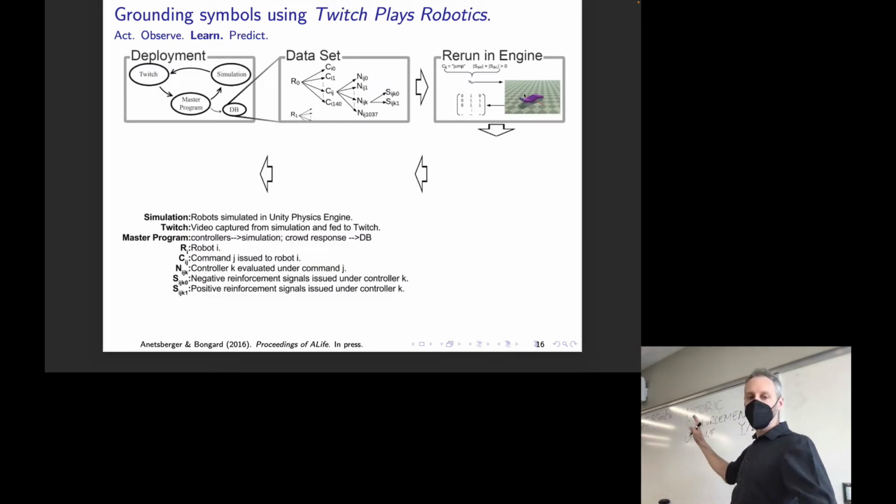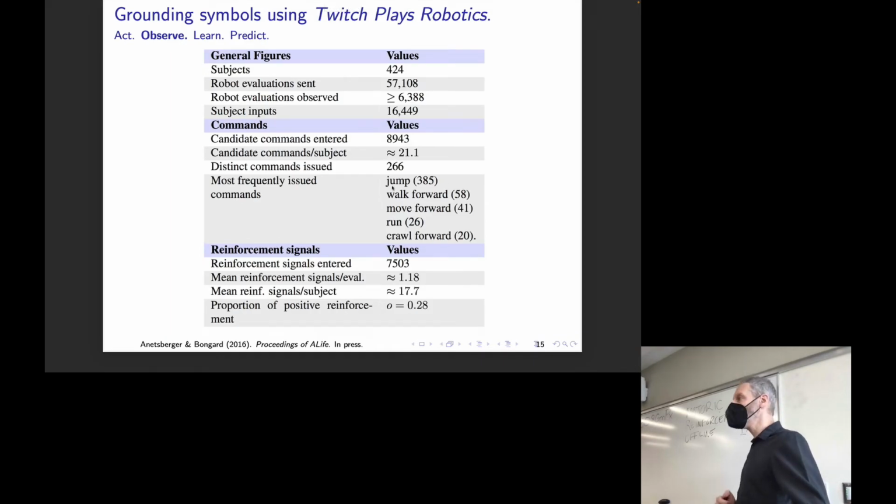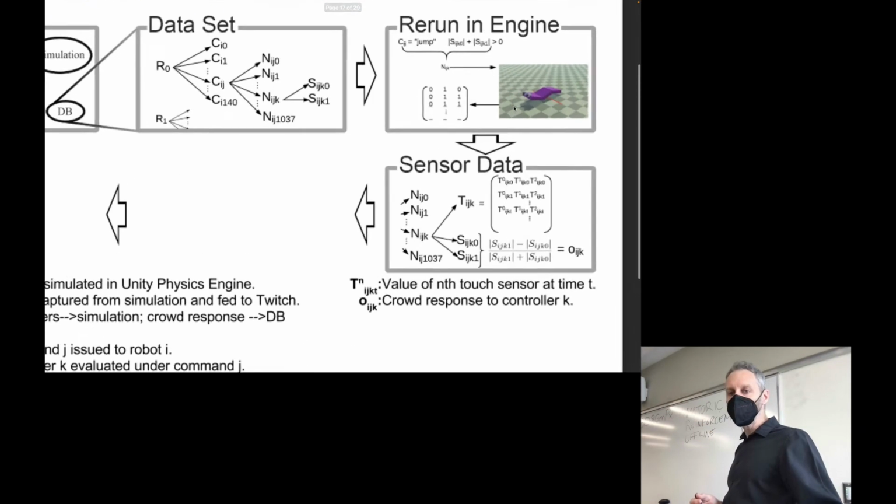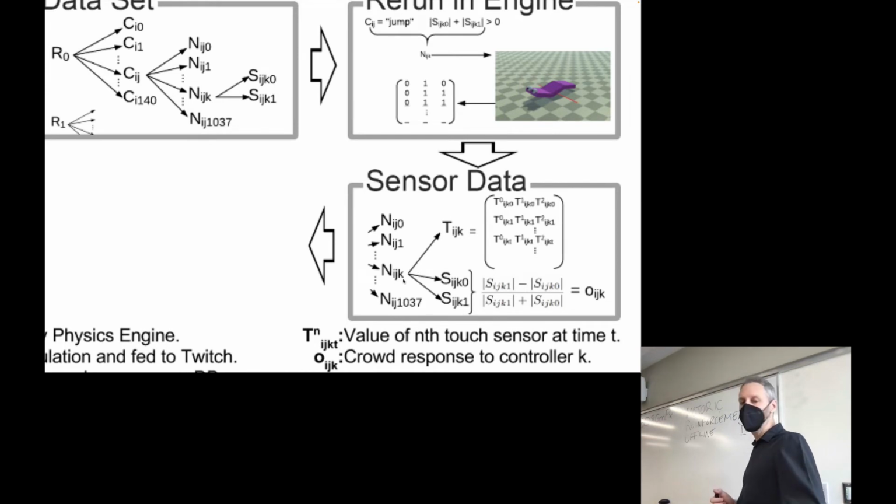In this case, we focused on just one command. We took all of the controllers that were evaluated on both robots, the worm and the quadruped. Whenever the crowd issued JUMP, we took all of those controllers and replayed each of them on the robot. For each of those controllers, the kth controller run under command jump, here J equals jump, and on the ith robot, we constructed a matrix T, which is going to capture all of the touch sensor values generated by the robot when it was controlled by the kth controller.